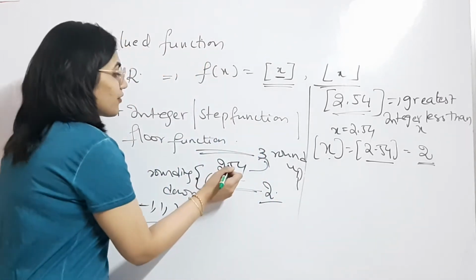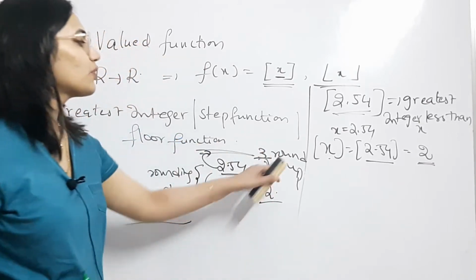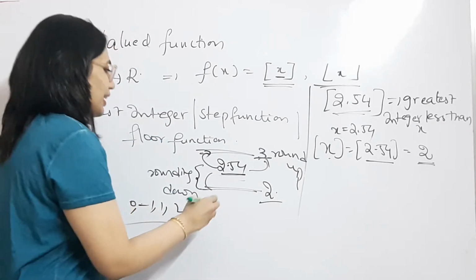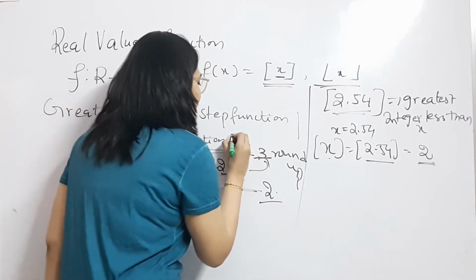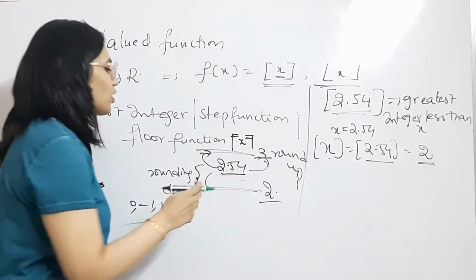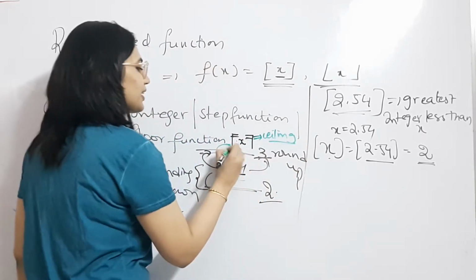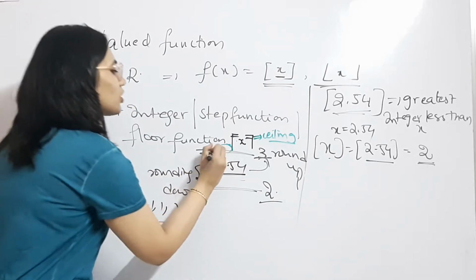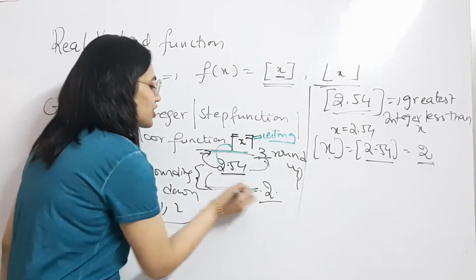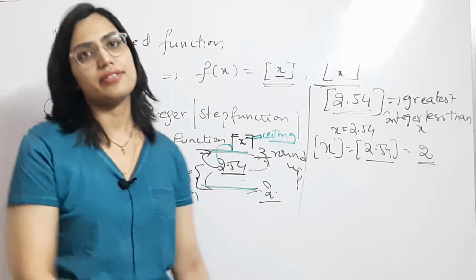And when you want to round up 2.54, then you will get 3, right? That means in this case, you are picking up the ceiling of x. Ceiling of x means the top value. That is, you are rounding up this value, so you are getting 3 as the value. That is the reason we call this a ceiling function. But in the greatest integer function or step function, we call it the floor function because we are picking up the greatest integer that is less than x.